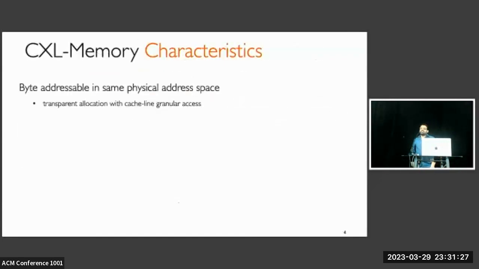The prime benefit of CXL is that it provides byte addressable memory in the same physical address space. CXL memory appears to the OS as a separate NUMA node. All the memory allocations can happen through the standard memory allocation APIs, and CXL memory access is at cache line granularity. All the consistency and coherency are maintained by the underlying hardware.